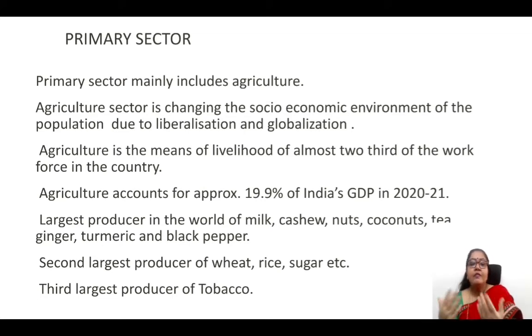And we all know we are basically dependent on agriculture for livelihood. So when you look into the contribution of agriculture to GDP in 2020-21, according to the economic survey, it has moved to 19.9%. So it's almost 20% of India's GDP that is from agriculture.